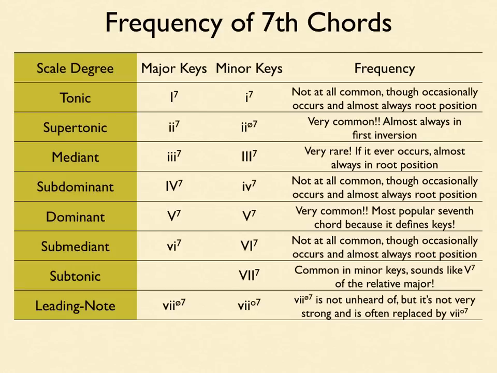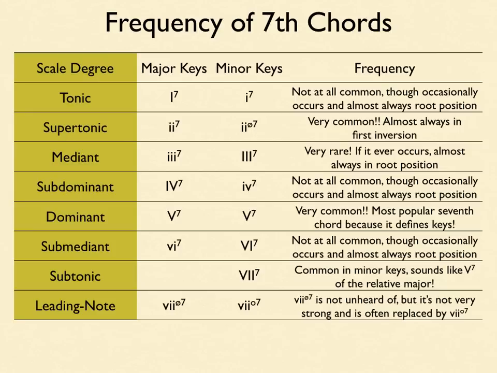Again, we're just going to quickly go through the frequency of these seventh chords. You don't have to memorize this. This is just a handy table to show you what are the most common seventh chords you're ever going to come across. So we'll just go through it by each scale degree. So we'll deal with the tonic first. In major keys, obviously it's a capital Roman numeral, and in minor keys it's a lowercase Roman numeral, but both of them will have the seventh next to it.